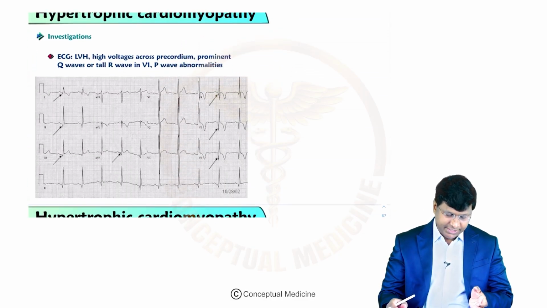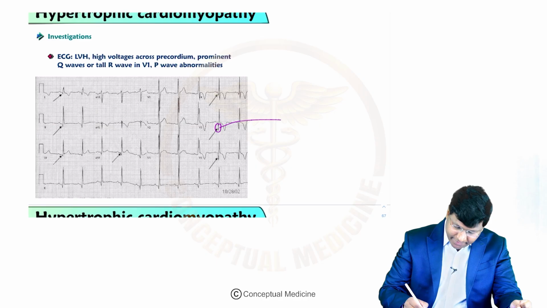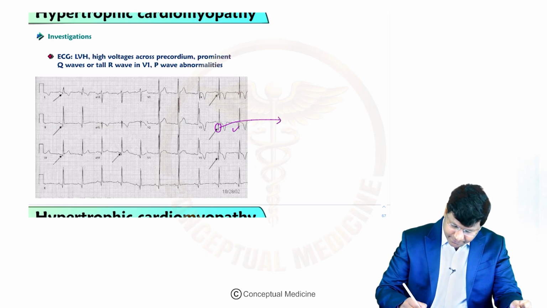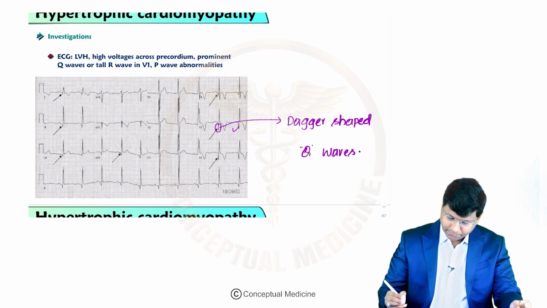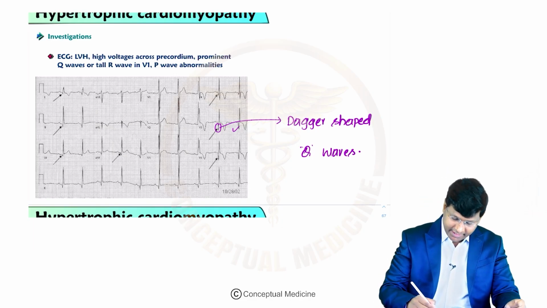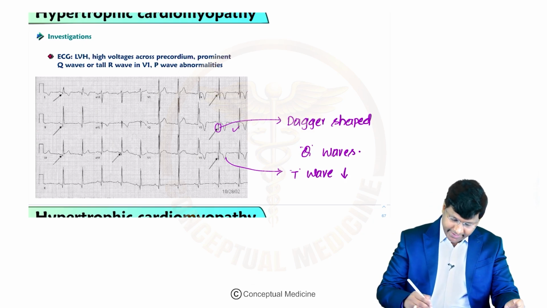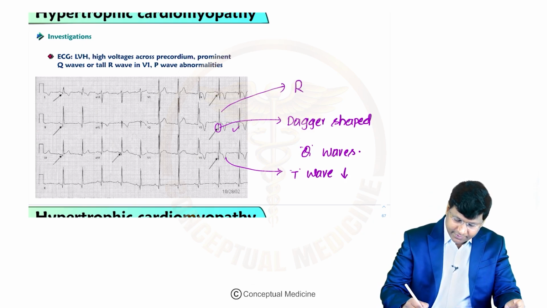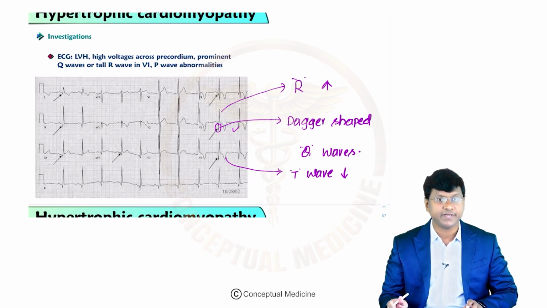So this is the ECG in which you are able to observe the prominent Q waves, and this particular prominent Q wave, we call this a dagger shaped Q wave. And if you observe the T wave, there is T wave inversion. And what will happen to the amplitude of the R wave? The R wave amplitude is very high. So that is about the ECG in patients with hypertrophic cardiomyopathy.